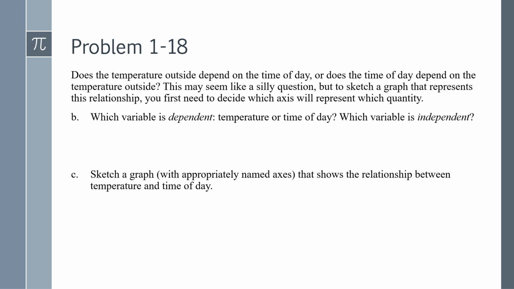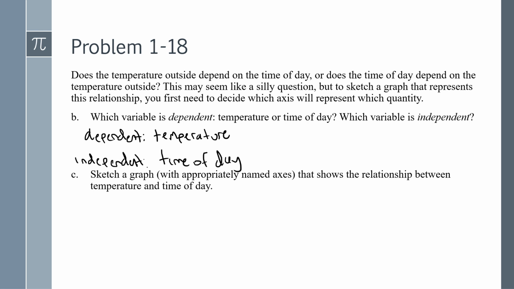So which variable is independent in our situation, the temperature or the time of day? The time of day is how I determine whether it's cooler or warmer outside. So the temperature is the dependent variable, while the independent variable is the time of day. It turns out time, in general, is always going to be the independent variable. So we're going to sketch a graph, and when I sketch these graphs, we have a vertical axis and a horizontal one.